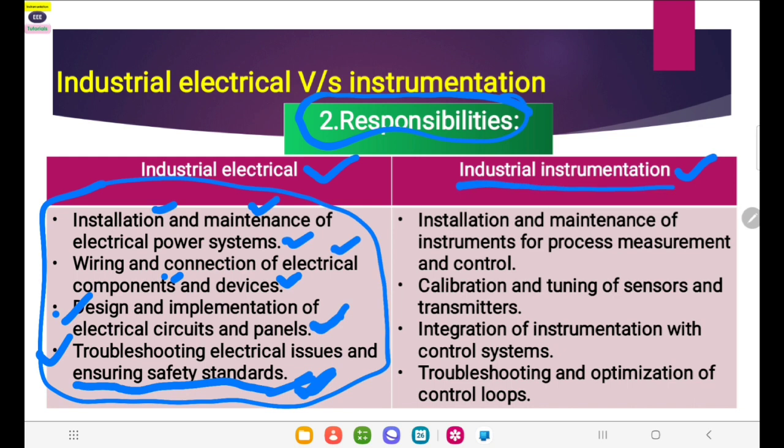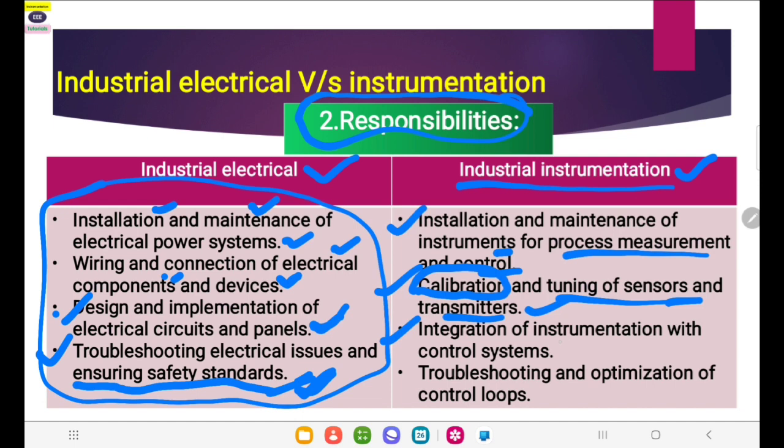Now industrial instrumentation. In this part, installation and maintenance of the instruments for process measurement and control. Second part is calibration and tuning of the sensors and transmitters. So what are the calibrations? Means your instrument should be calibrated based on the frequency in your plant: 6 month, 1 year, 5 year, 6 year, 7 year. Based on your schedule, you should do the calibration of all the instruments. And also sometimes if you are feeling that your instrument is not properly tuned, then the tuning of the sensor and transmitter should also be conducted.